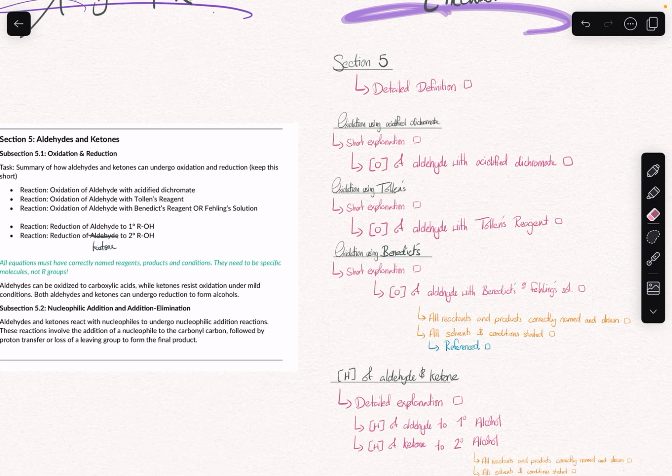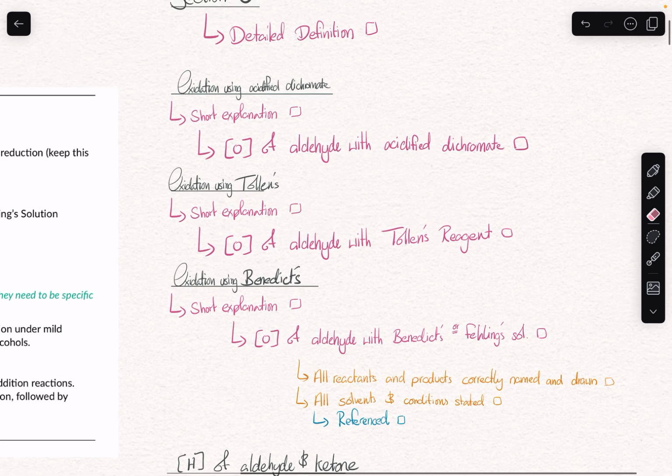Then we're going to look at 3 reactions. The slight difference here is that we have different conditions. So we have an oxidation of an aldehyde using acidified dichromate, Tollens reagent, and Benedict's or Fehling's. I don't mind which one you talk about. I think Benedict's is easier, so I'll talk about that one.